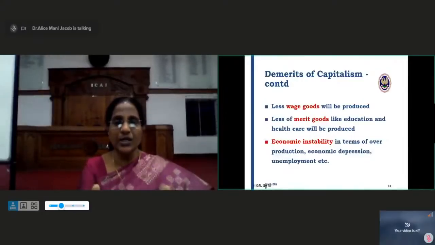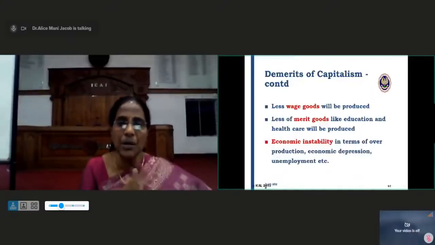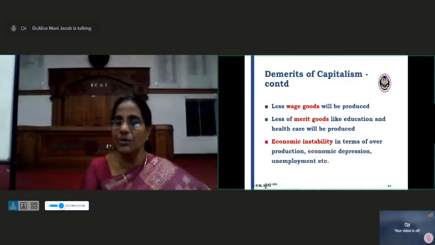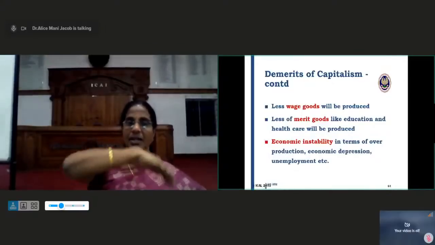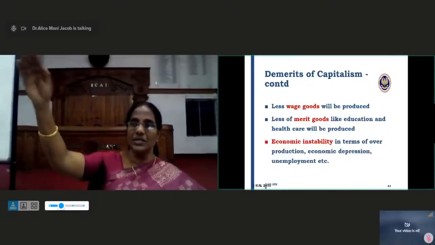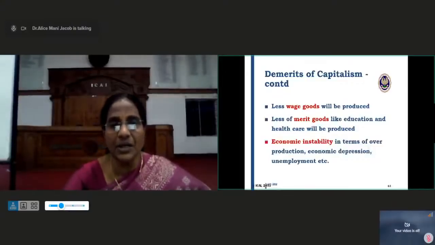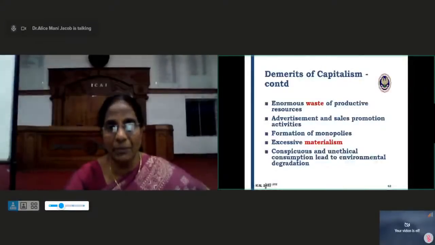Less wage goods. What is a wage good? Goods consumed by ordinary people. Food, clothing, shelter, cotton, dress. All that will be produced less. Less merit goods like education will be produced. And there will be trade cycles or business cycles. Capitalism is a breeding ground. That is, the business cycle is a feature of capitalism.